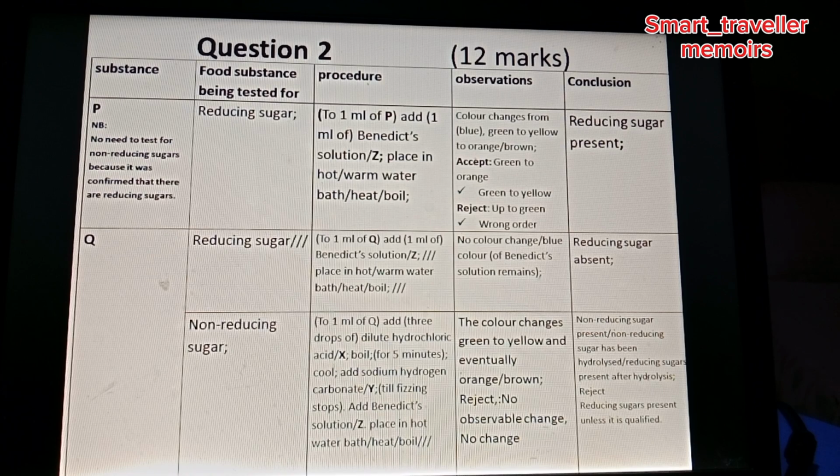3 drops of dilute hydrochloric acid. Boil, you get marks for 5 minutes. Cool, a mark. And sodium carbonate, a mark. Till fizzing stops. And Benedict solution, place in hot water bath. That is equivalent because it was given up there.